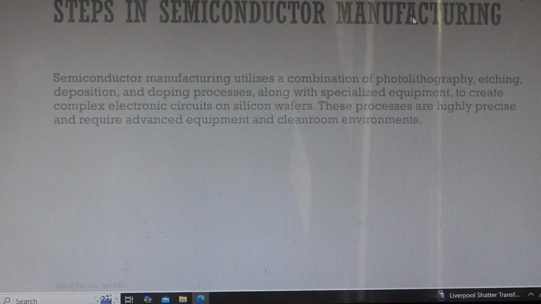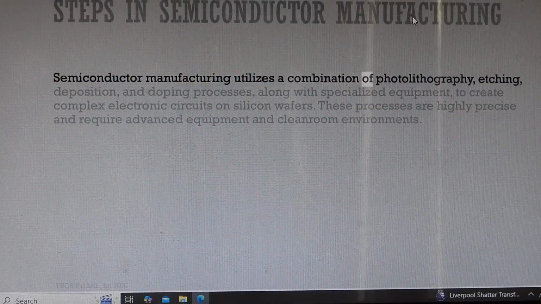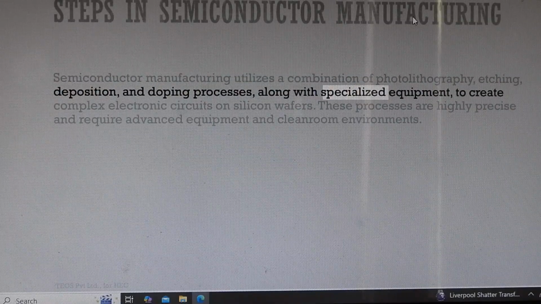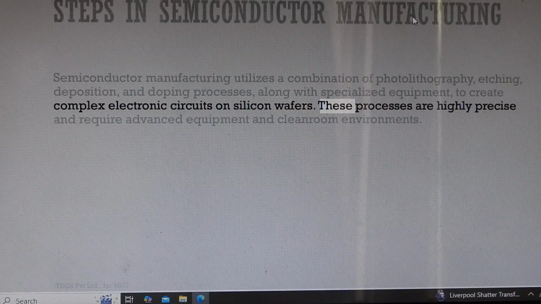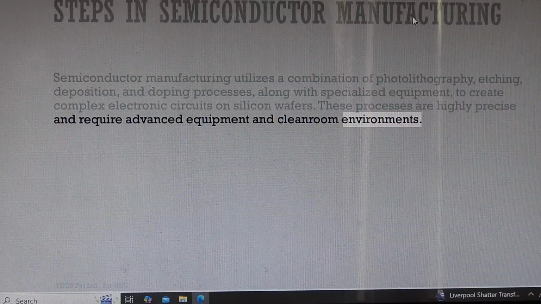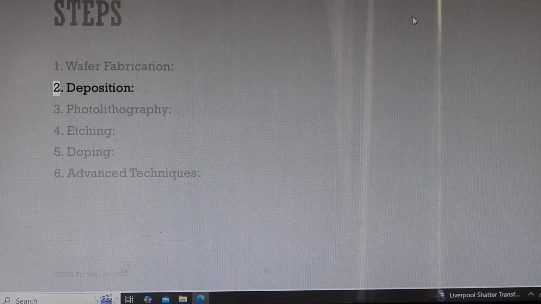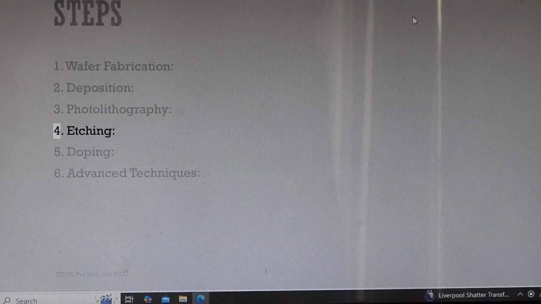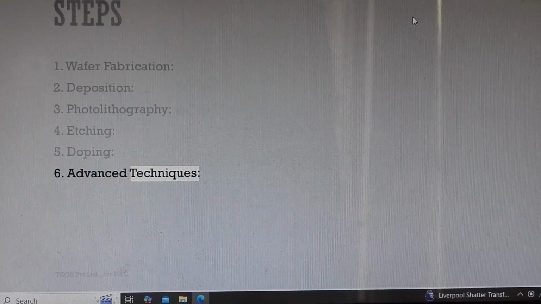Steps in semiconductor manufacturing. Semiconductor manufacturing utilizes a combination of photolithography, etching, deposition, and doping processes, along with specialized equipment to create complex electronic circuits on silicon wafers. These processes are highly precise and require advanced equipment and clean room environments. Steps: 1. Wafer fabrication. 2. Deposition. 3. Photolithography. 4. Etching. 5. Doping. 6. Advanced techniques.